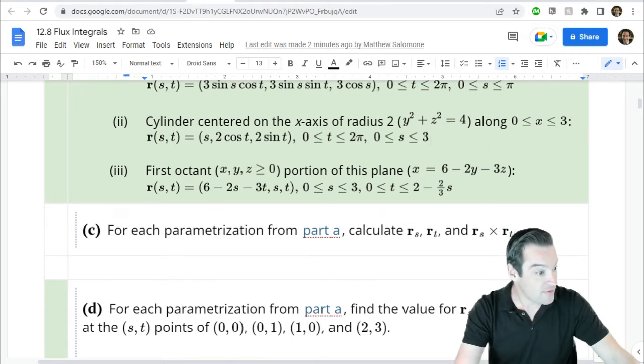So let's take 15 minutes or so and work on getting this normal vector computation done, because we're going to need this later on today.